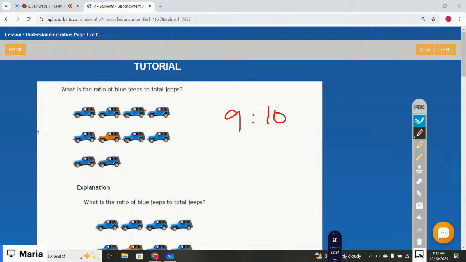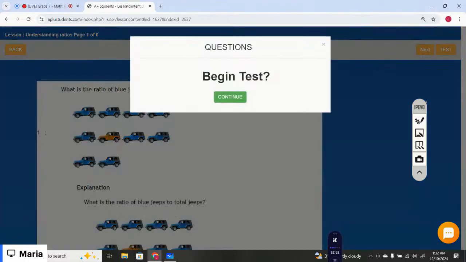Be careful when reading the questions. That is the ratio of blue jeeps to total. So blue jeeps are 9 and total jeeps are 10. So that is 9 to 10. Option number 1 is the correct option. Let's just start with the test questions.